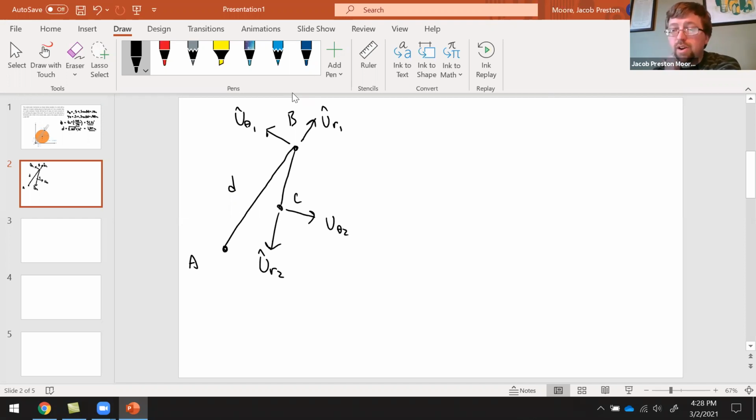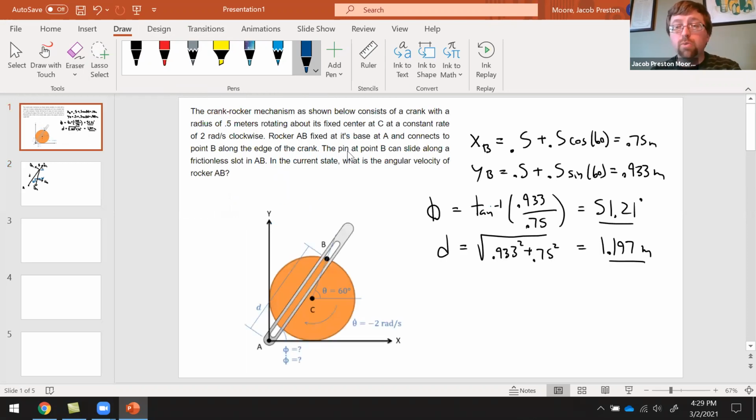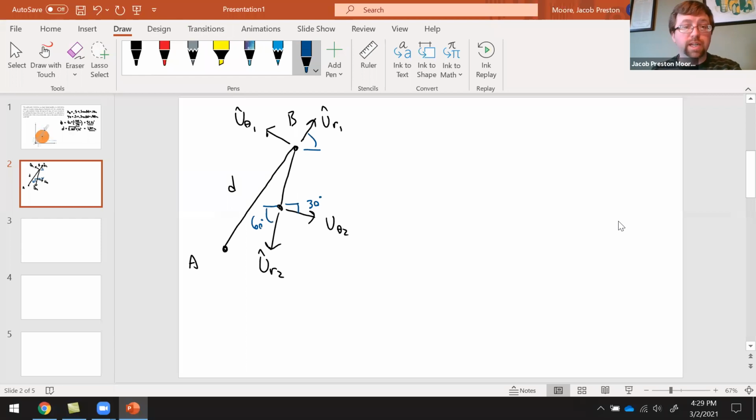All right, so what I know about this is BC was at a 60-degree angle, so this should also be at a 60-degree angle from horizontal. And then that means if this is 90 degrees off, this is at a 30-degree angle. It's not accurate in my drawing, but those should be 60 and 30-degree angles. Whereas up here, this R1 direction, that was the angle I figured out with phi. So phi was currently 51.21 degrees.